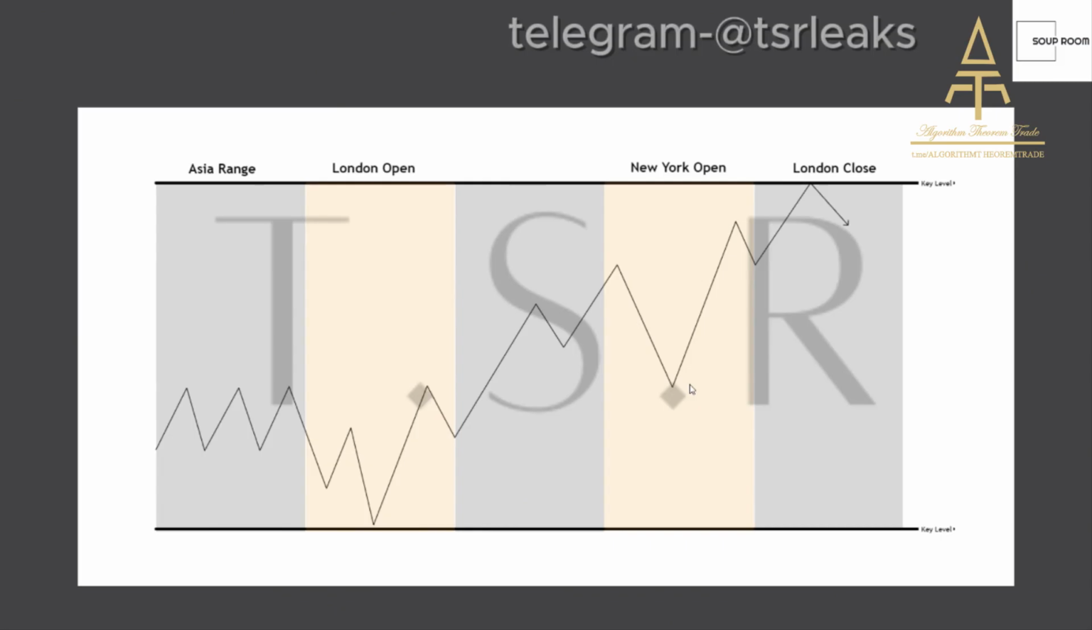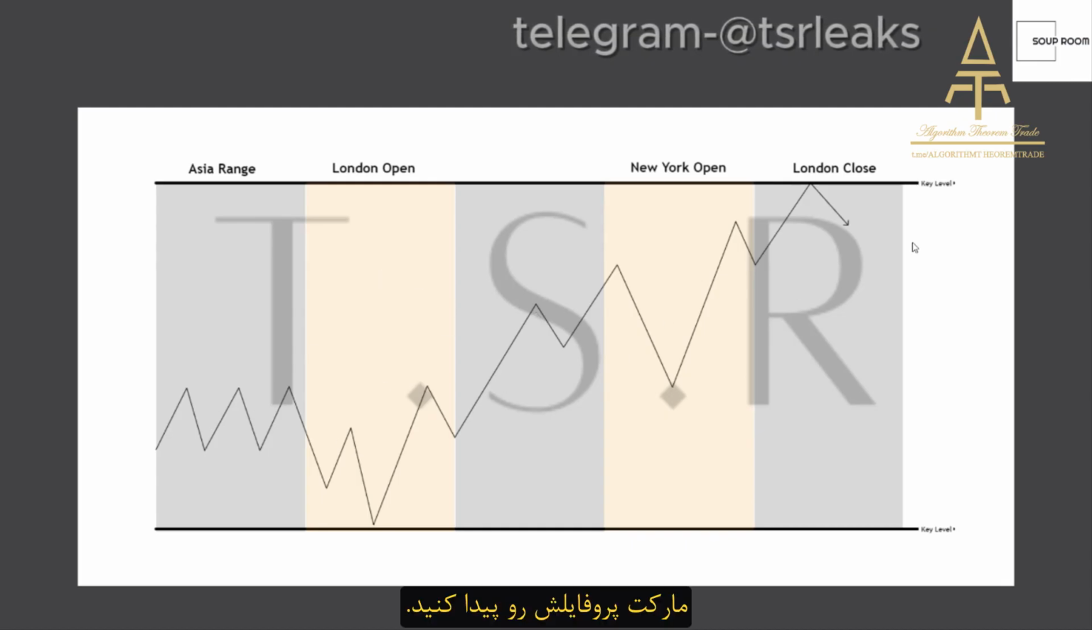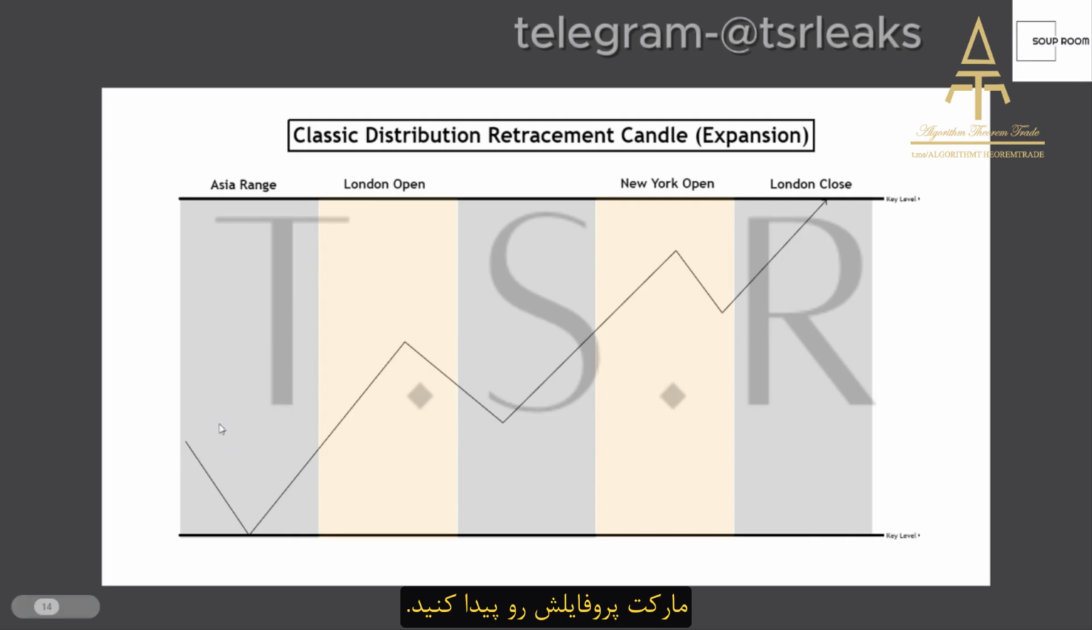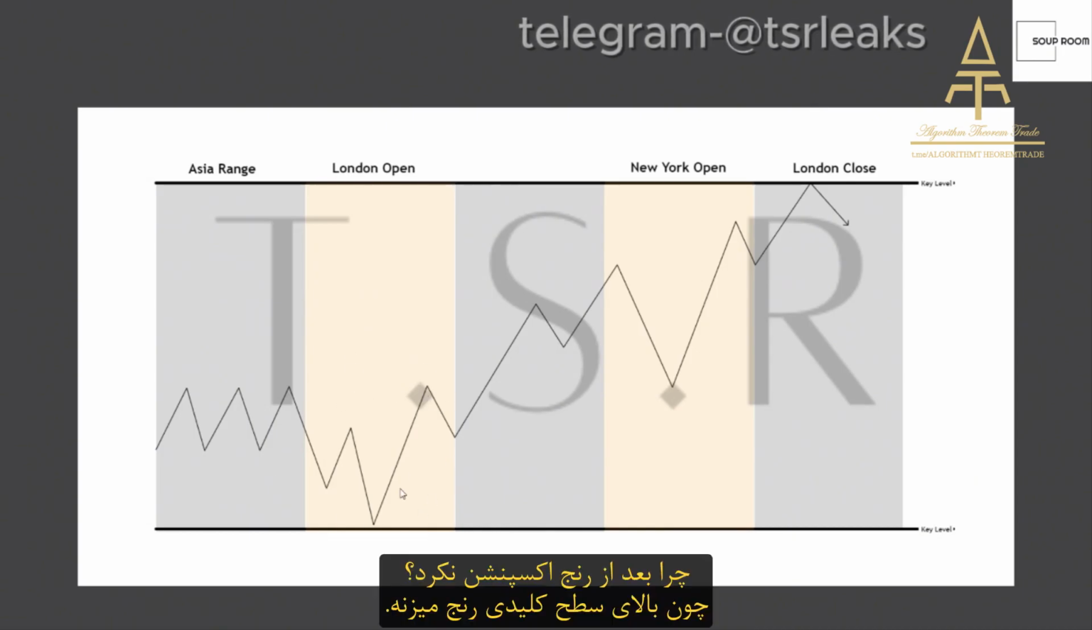Okay, so instead of looking at a 4-hour from the higher time frame, you would want to drop down to a 15-minute or 5-minute chart to locate your market profiles. As you can see, we have a ranging profile, then followed by a manipulation profile. Why did we manipulate here? Why did we not expand?